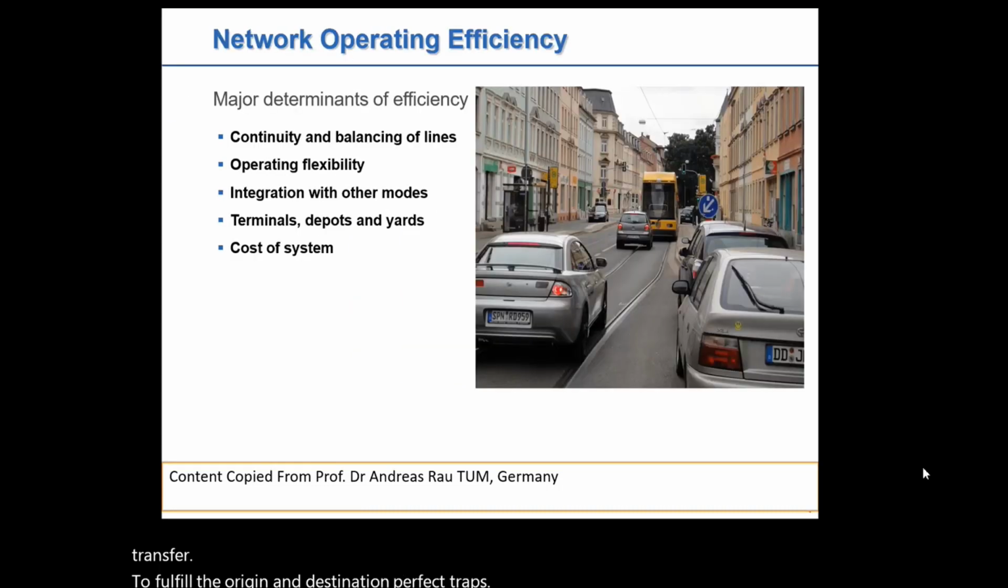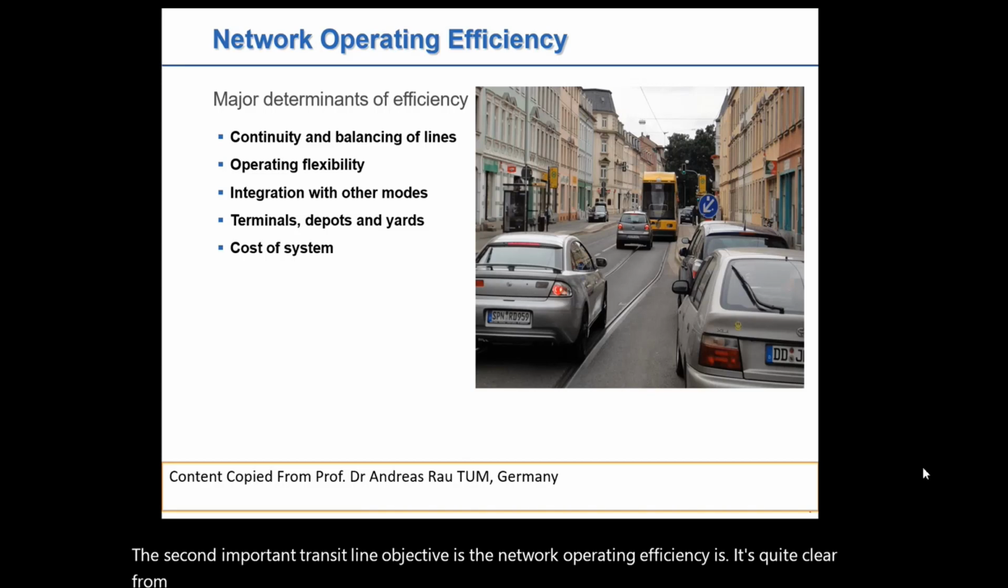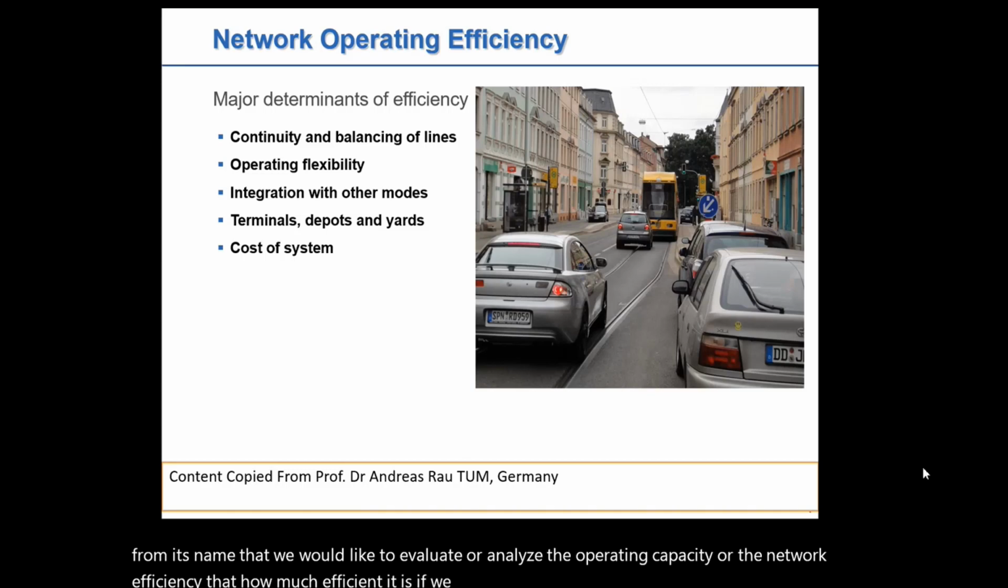The second important transit line objective is the network operating efficiency. It's quite clear from its name that we would like to evaluate or analyze the operating capacity or the network efficiency, that how efficient it is if we compare that with the other travel modes that exist in any city. The first one is about the continuity and balancing of lines.